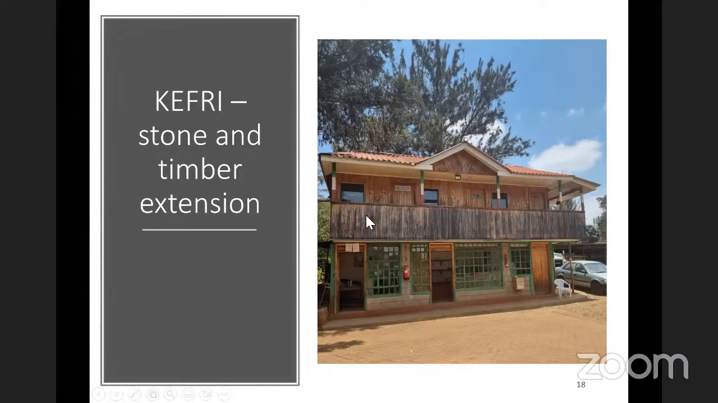This is Kefri, Karura. If you go there, you will find that their offices on the ground floor are on stone, and the extension they have done in timber. This also tells us that some of the organizations around us are pro timber, and they are practicing what they preach on the use of timber as a material. I hope most of you have seen that as well.